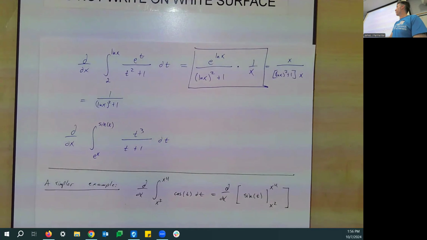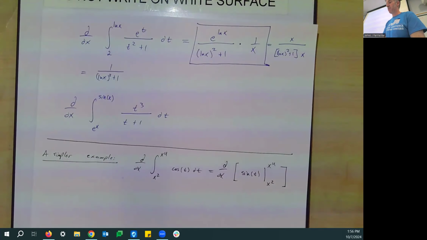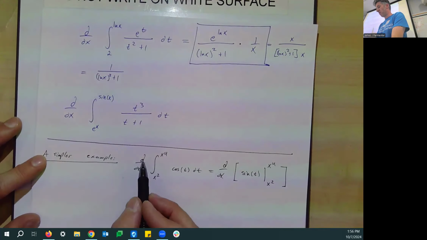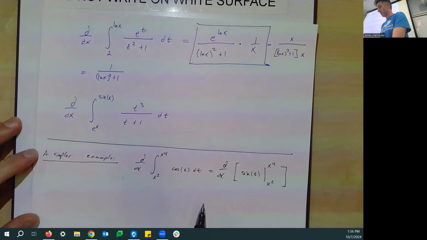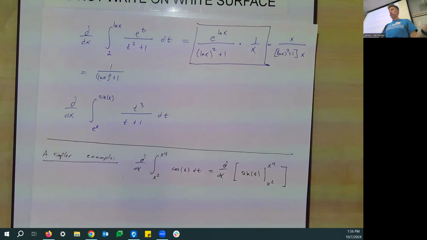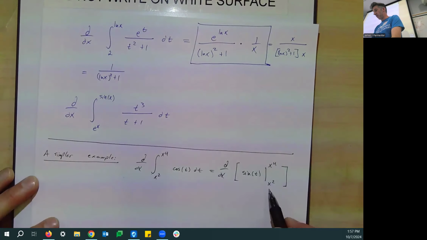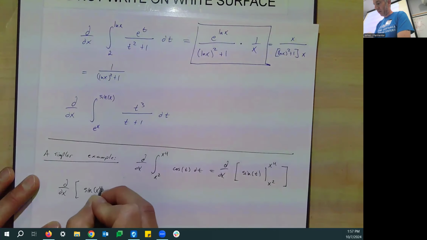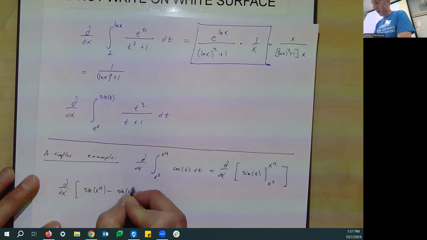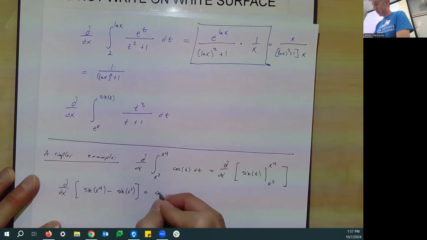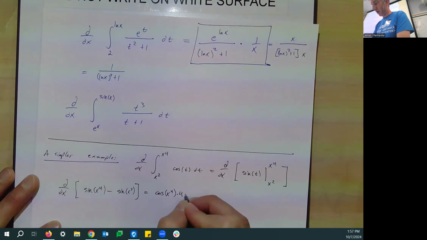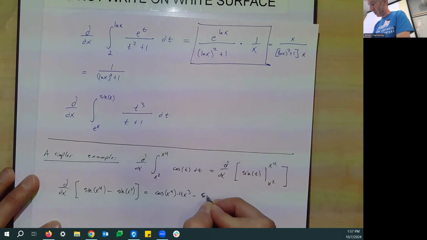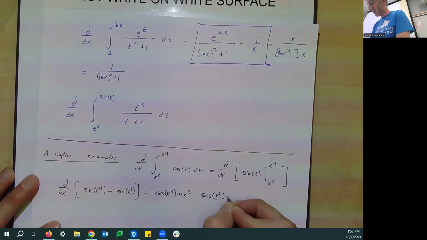So before we say what the answer to that one is, let's look at a simpler example, one that we can actually do the long way. If I wanted to find the derivative of the integral from x squared to x to the fourth of cosine of t, we can do this the long way by anti-differentiating the function. The antiderivative of cosine of t is sine of t, plugging in the limits of integration. So we get the derivative of sine of x to the fourth minus sine of x squared, and then taking the derivative and getting cosine of x to the fourth times 4x cubed minus cosine of x squared times 2x.